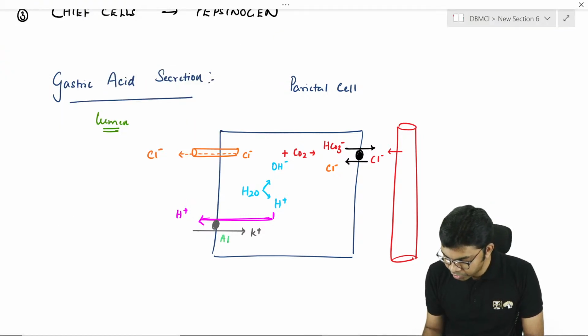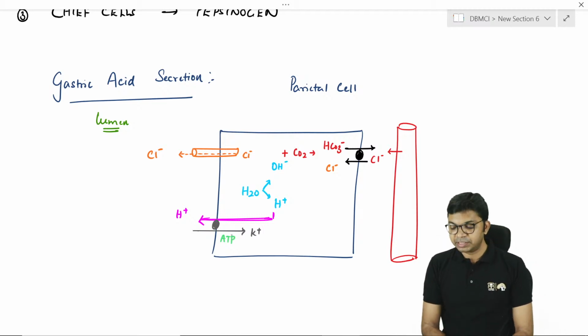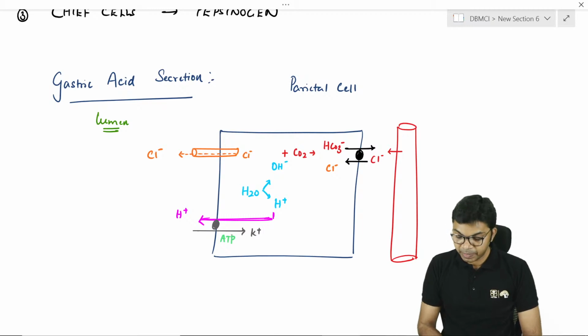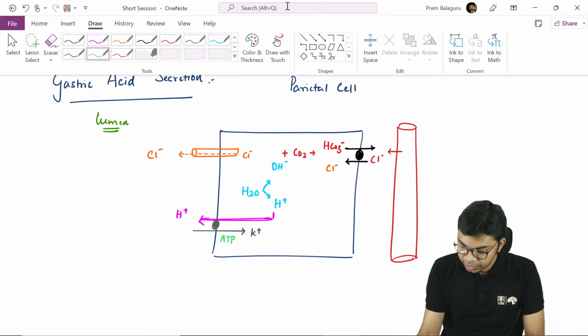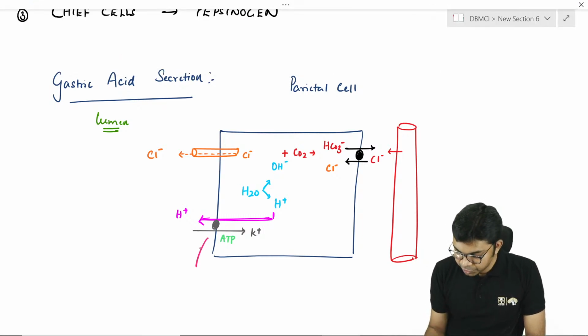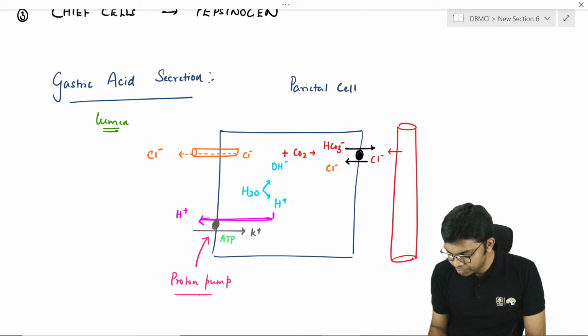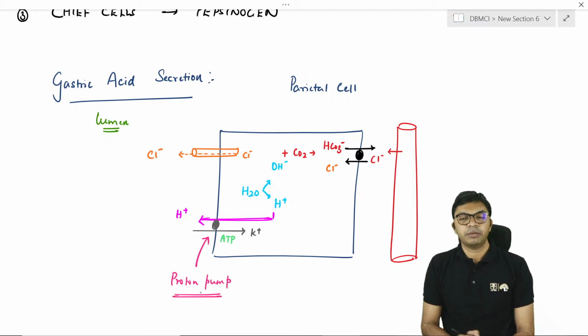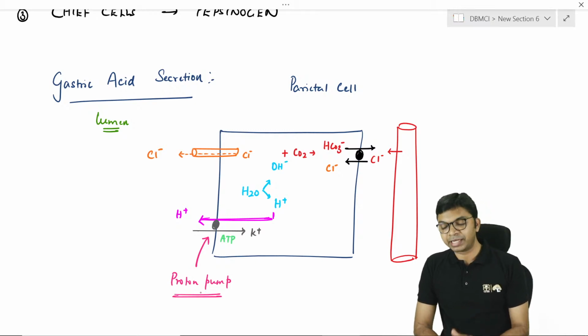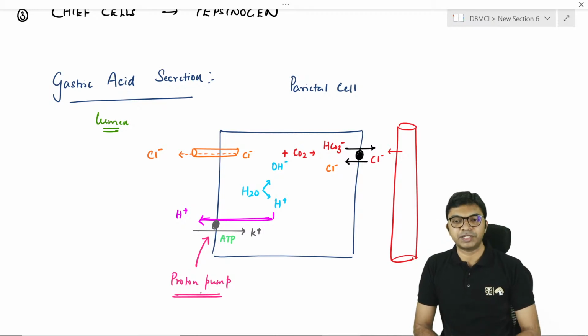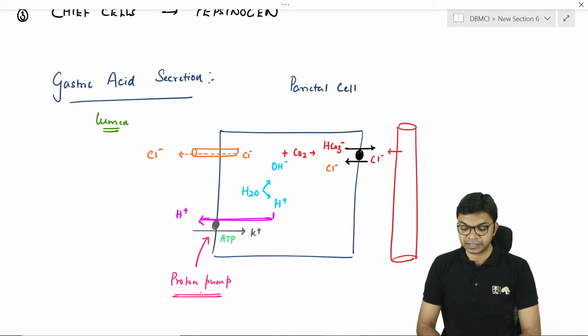By breakdown of a molecule of ATP, hydrogen is secreted into the lumen and potassium is reabsorbed into the parietal cells. This pump is also called the proton pump. Proton pump inhibitors like pantoprazole, omeprazole and others act to inhibit the proton pump, thereby ultimately blocking hydrogen ion secretion out of the parietal cells.